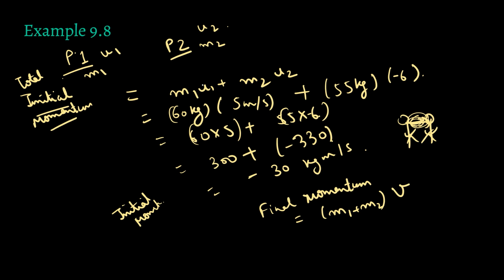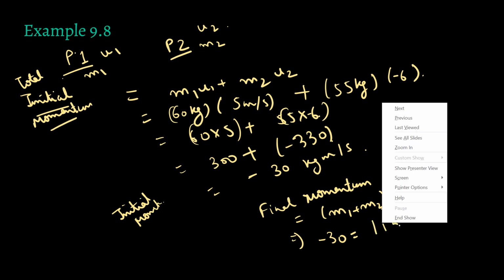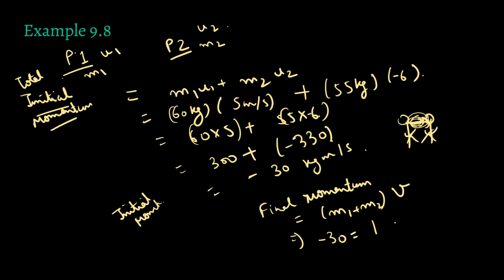So from the law of conservation of momentum, we know that initial momentum is equal to final momentum. So what does that mean? That minus 30 is equal to m1 plus m2, which is 60 plus 55. What is 60 plus 55? It is 115. So m1 plus m2, 60 plus 55, is 115v.